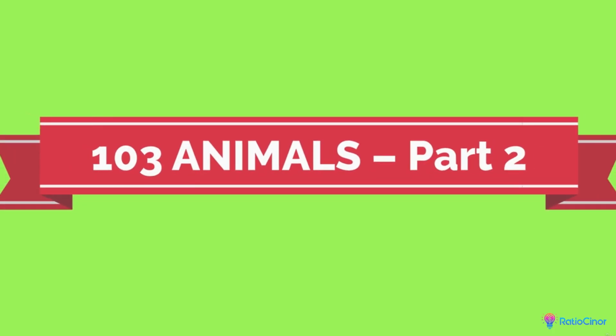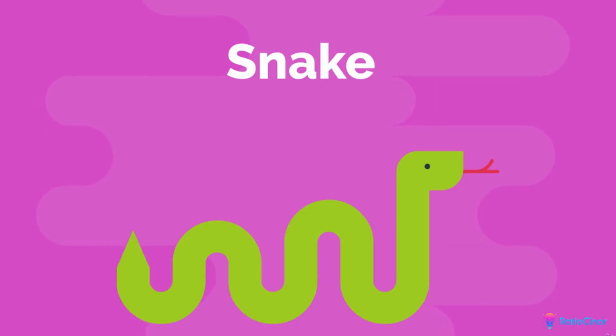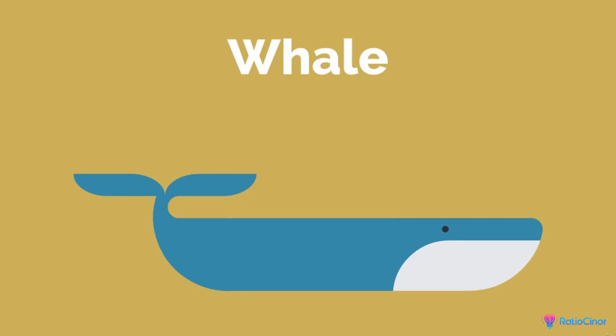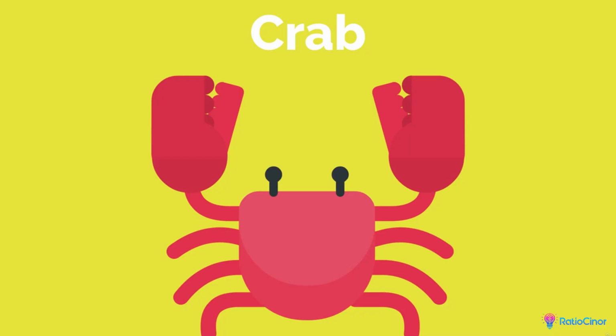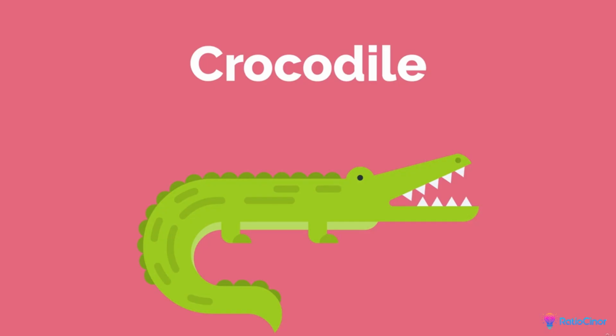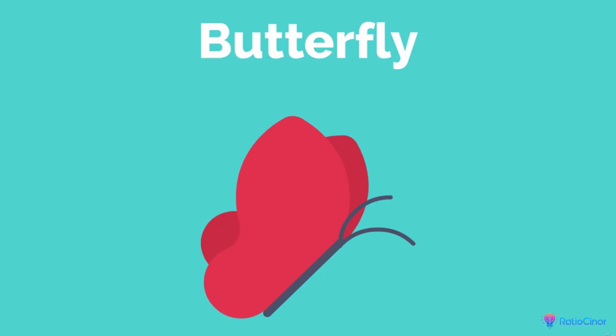Animals, Part 2. Rat, eagle, snake, lizard, frog, shark, whale, dolphin, crab, octopus, turtle, crocodile, bee, fly, spider, butterfly.